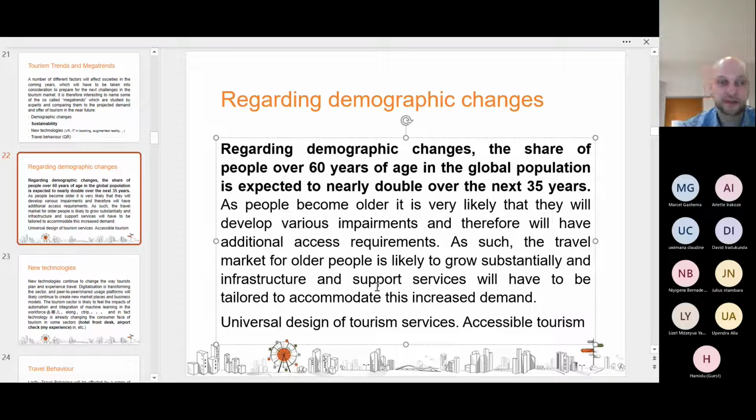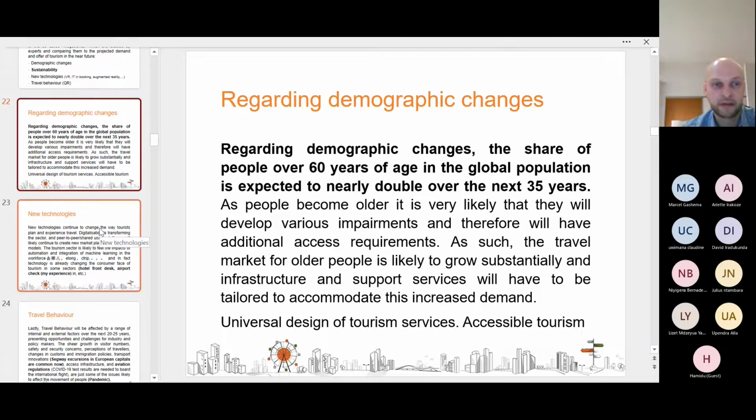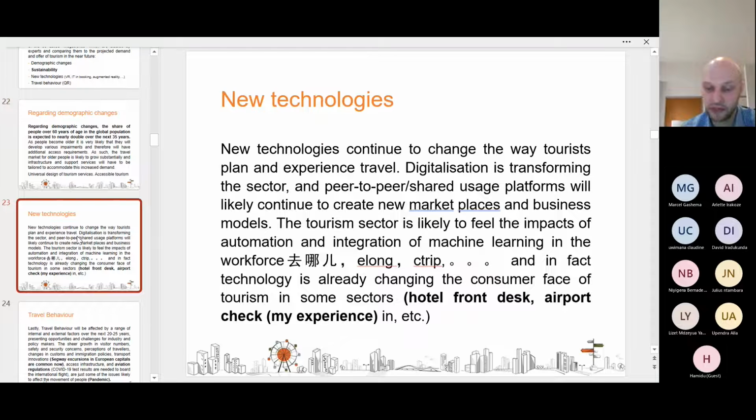And there are different types of disabilities. They could be visible, invisible, and at some universities there are even independent and entire courses dedicated to accessible tourism. So this is one of the trends that you should take into account.